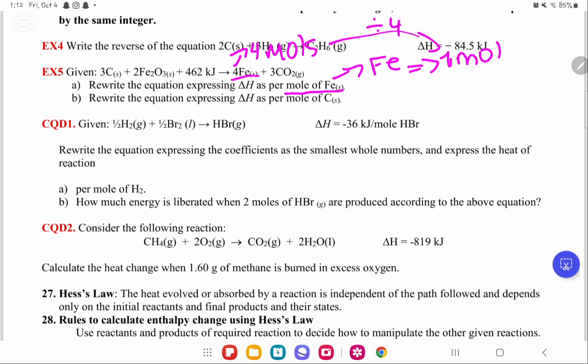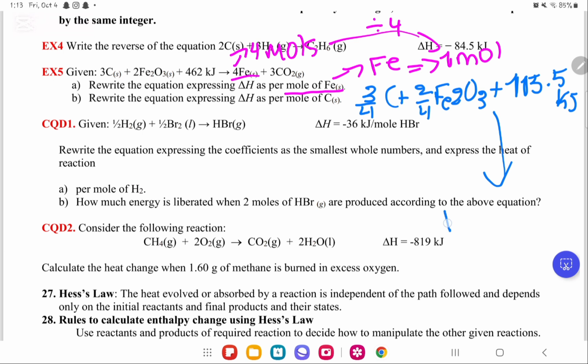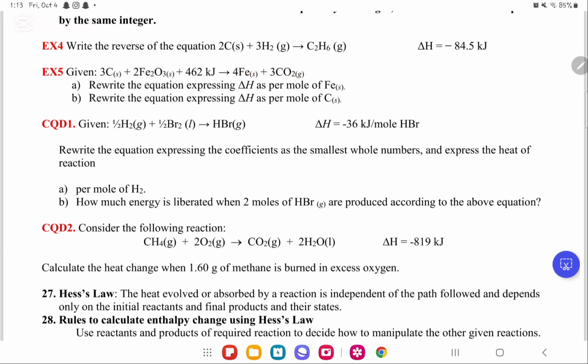And we said if we do anything to one part of the equation, the full equation will be affected. So that means you're going to divide everything by 4. So now it's going to be 3 over 4 C plus 2 over 4 Fe2O3 plus 462 divided by 4 is 115.5 kilojoules, will give us 4 divided by 4 is 1, so 1 Fe plus 3 over 4 CO2. Very logical, very simple. Second part, part B.